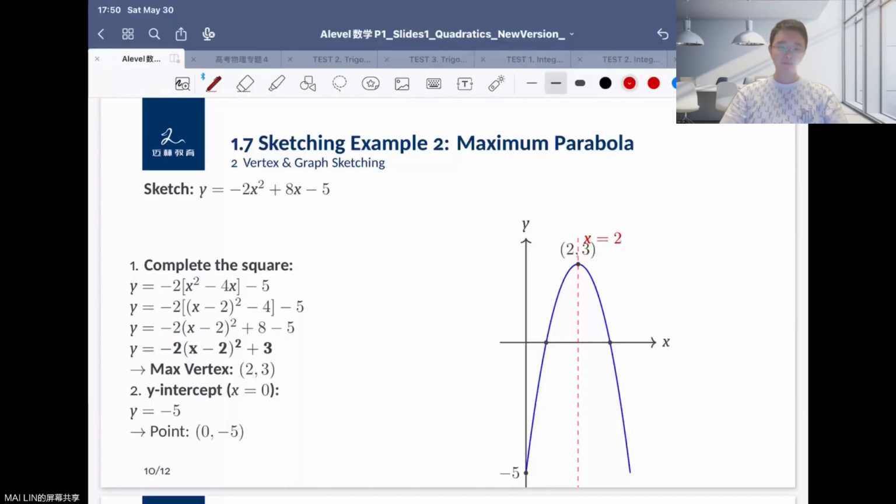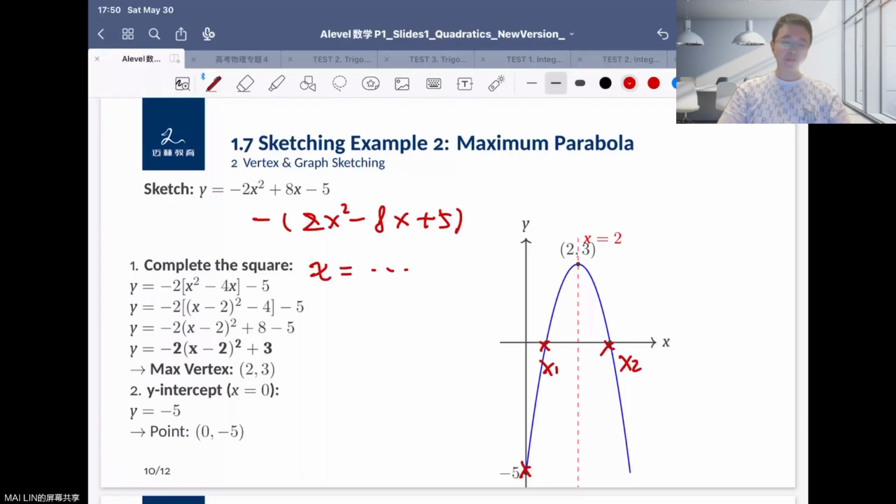Also like this second example, we have to sketch the graph for y equals negative 2x squared plus 8x minus 5. So you can also use the method of first trying to find the x-intercept and the y-intercept. The x-intercept is usually easy to find. First we can set negative 2x squared plus 8x minus 5 equal to 0, and then we can try to calculate the exact values x1, x2. But you can find in this situation, we cannot solve it very clearly because we cannot factorize it very easily, right?